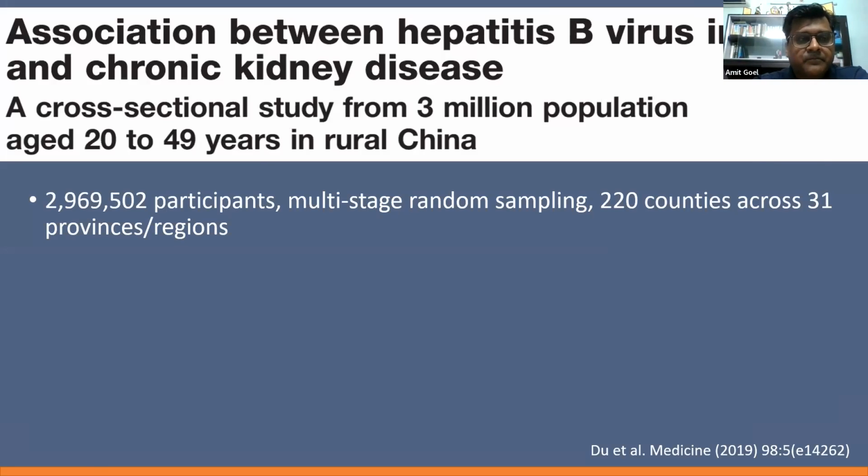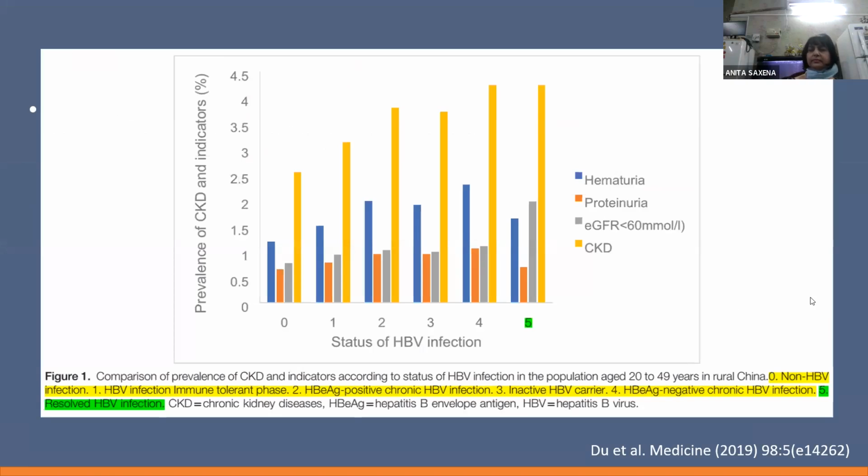This is another study from rural China, a very large study. That's why I have included it. It included multi-stage random sampling of 3 million population from the entire China, from 31 provinces. Such a large study. And they have shown the different stages of HBV. Chronic hepatitis B is a continuation of infection. It ranges from immune tolerant phase, E positive disease, E negative disease.